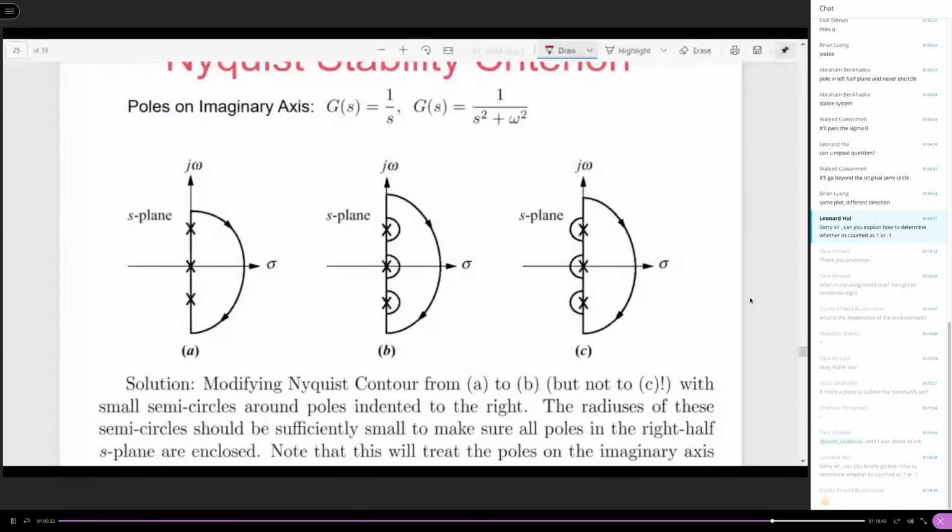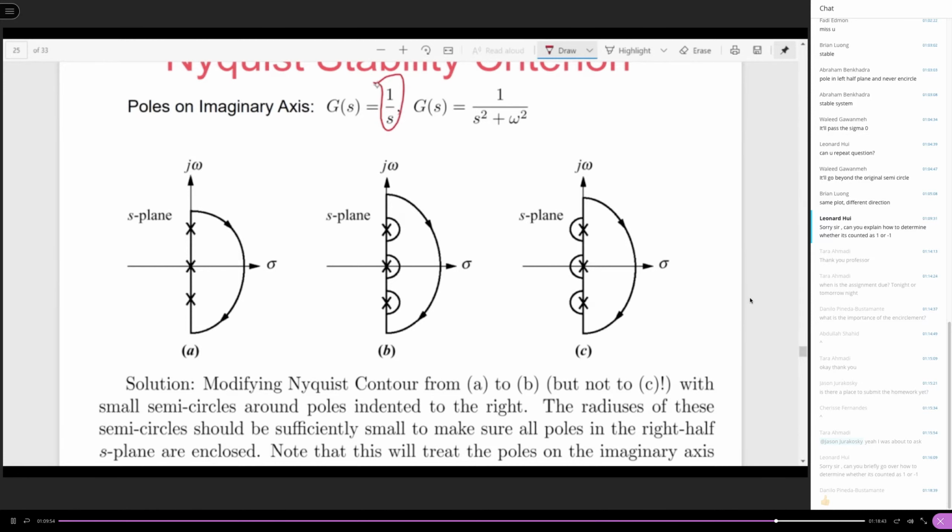Now, yeah, there's some modification. You see, we talk about the poles and the zeros in the left half plane and right half plane. But we have not talked about the poles right on the imaginary axis, right? You see, this could be possible, right?